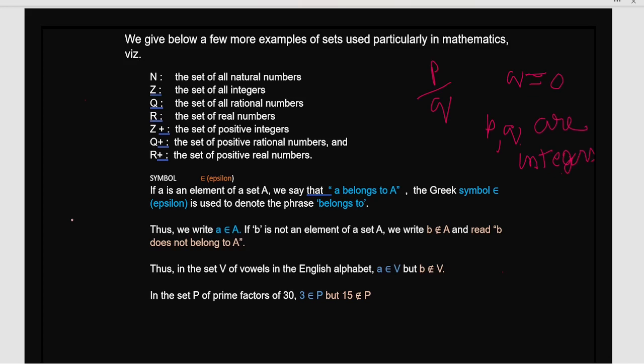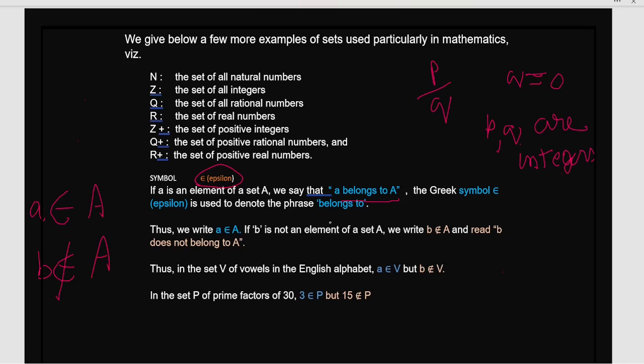Now we'll see the symbol epsilon. To mention that an element belongs to the set or not, we'll use the symbol epsilon. This epsilon says that a belongs to A. We write it a ∈ A. This is the meaning of it. Suppose b is not a part of the set. b does not belong to A. This is the meaning of it.